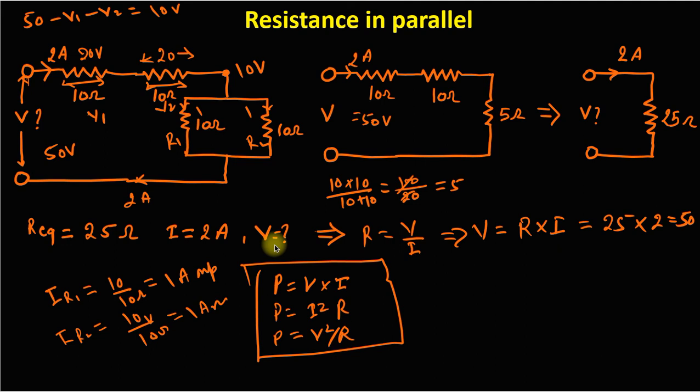You can calculate for each resistance, because we have the voltage across the resistance known, we have the current known, and we have the resistance value also known. So you can calculate by any formula. You can use any formula.